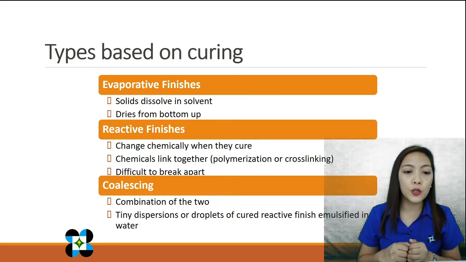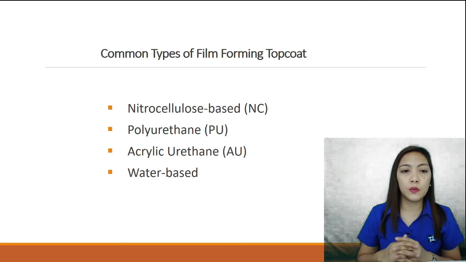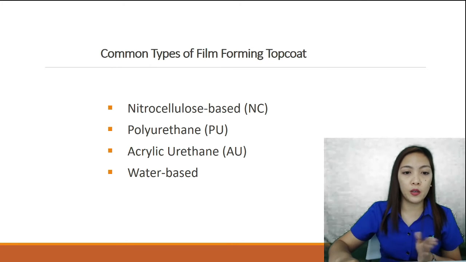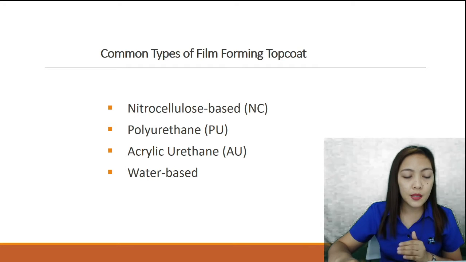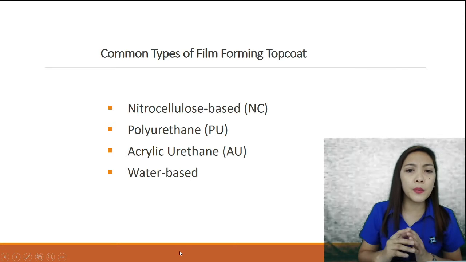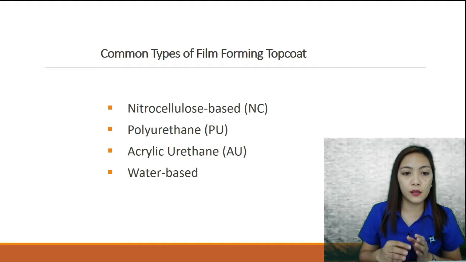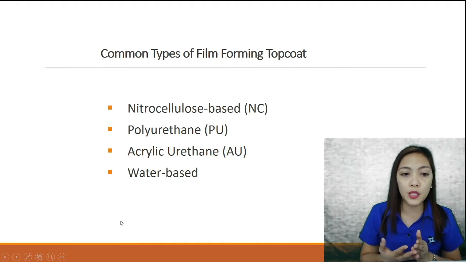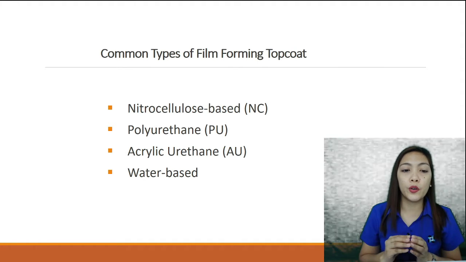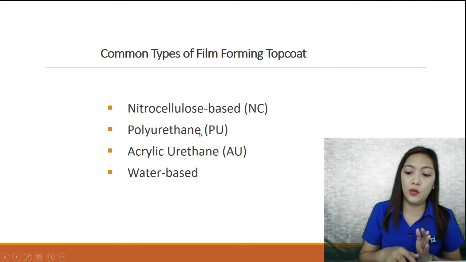So, ang example nito is yung mga water-based finishes kung saan yung tiny dispersions or droplets of pure reactive finishes are emulsified in water. So, the common types of film-forming top coat available in our market are nitrocellulose base, polyurethane, acrylic urethane, and water base. Generally, yung name ng mga top coat depends on the resin na ginamit dun sa finish. So, for instance, the nitrocellulose, based on the name itself, ang resin component or yung binder niya is the nitrocellulose lacquer. And then, same with PU and acrylic.